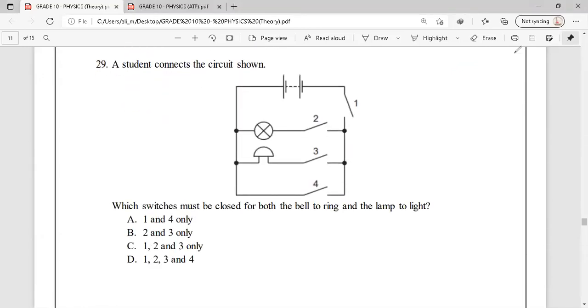Let's see question number 29. A student connects the circuit as shown. Which switches must be closed for the bell to ring and a lamp to light? We have to close switch 2 and switch 3, so that this bell and the lamp would be in parallel combination, as well as switch 1. So these three are the switches that need to be closed so that these two devices could be connected in parallel combination. So the correct answer is 1, 2, and 3. Option C is the right answer.